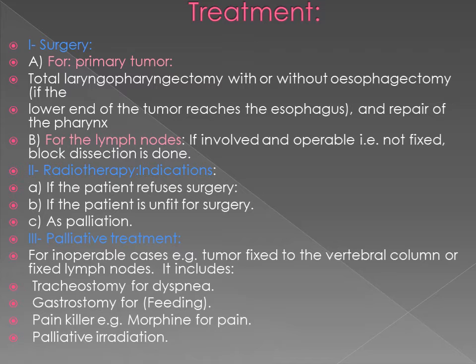it's a plan for inoperable cases where the tumor is fixed to the vertebral column and there is lymph node spread and lymph node fixation. Also, some of these measures might be for respiratory obstruction and dyspnea, where tracheostomy might be needed, and also gastrostomy might be needed for feeding to avoid any complications. For controlling the pain, sometimes radiotherapy, called palliative radiotherapy, might be a chance to use for controlling this condition.